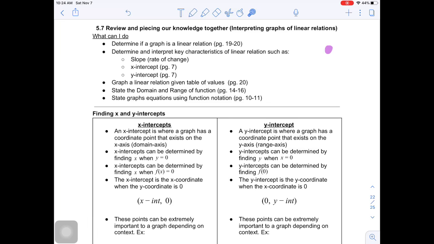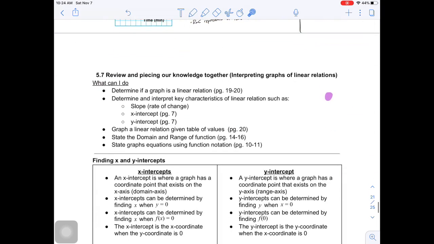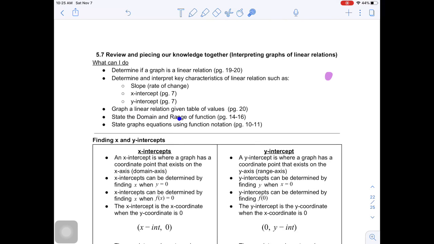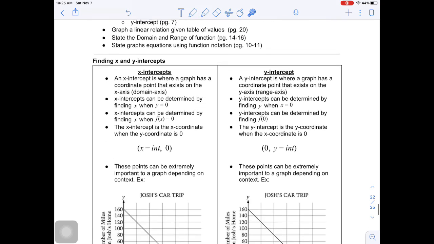These are the things you need to know how to do. You need to know how to determine if a graph is a linear relation. We've done that on pages 19 and 20. We have to be able to determine the key characteristics of a linear relation, so slope. We did that last video. You need to know what an x and y intercept are and how to find them. We did that on page 7 in our booklet. Graph a linear relation given a table of values. We've done that quite a few times. State the domain and range of a function. That's pages 14 to 16 in our booklet. And state graph equations using function notation.